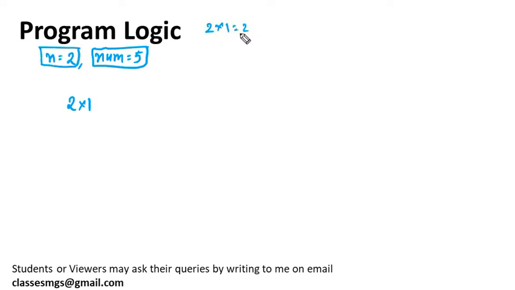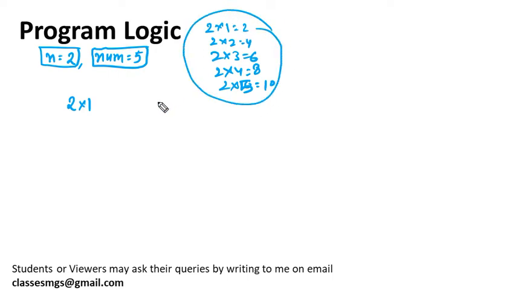2 into 1 equals 2, 2 into 2 equals 4, 2 into 3 equals 6, 2 into 4 equals 8, and 2 into 5 equals 10. He wants such output: 2, 4, 6, 8, 10. So 2 into 1, how will you perform it?